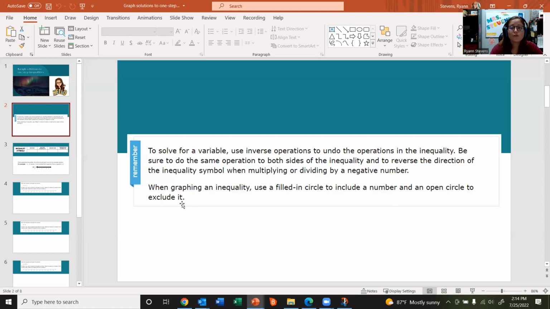When you're graphing those inequalities, you're going to fill in the circle if you want to include the number. So anytime you see that you have the greater than or equal to or less than or equal to sign, then you're going to fill in that number. If you just have a sign that says greater than or less than, that's where you're going to have an open circle that's actually going to exclude that number.